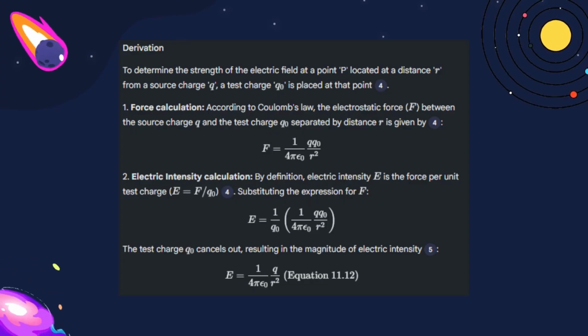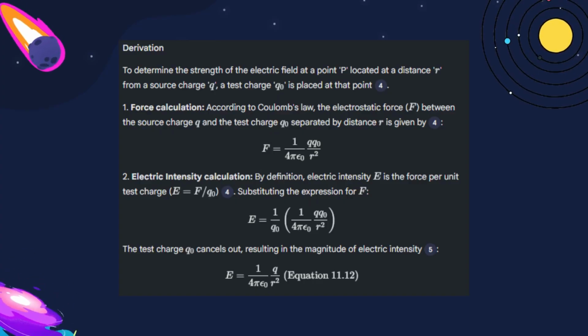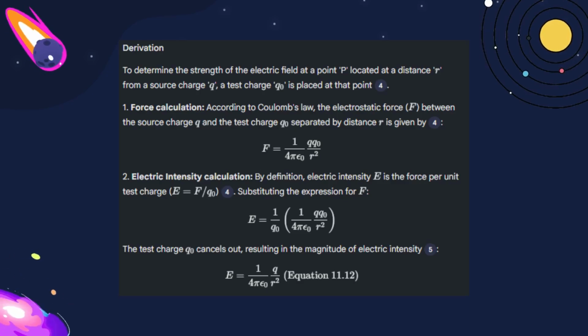Substituting the expression for F, we get E equals 1 over 4 pi epsilon naught multiplied by Q Q naught divided by r squared. The test charge Q naught cancels out, resulting in the magnitude of electric intensity: E equals 1 over 4 pi epsilon naught multiplied by Q divided by r squared. Equation 11.12. Note: 1 over 4 pi epsilon naught is sometimes represented by the Coulomb constant K.